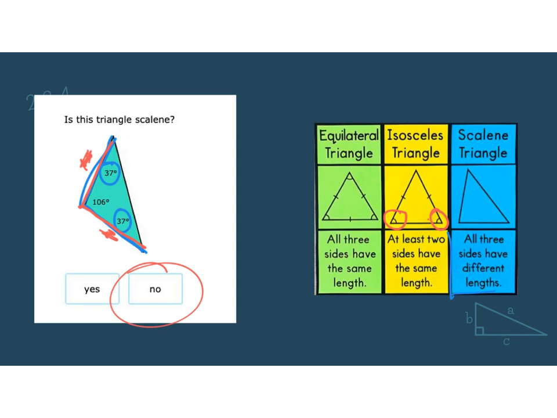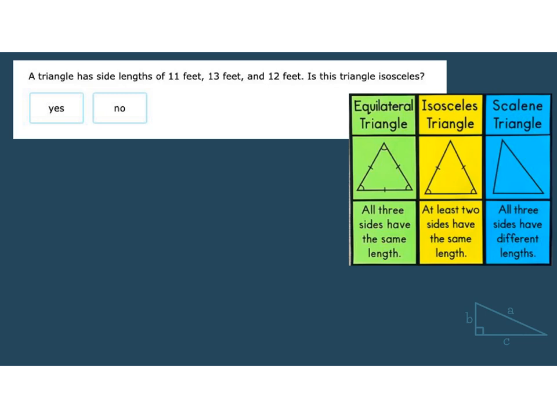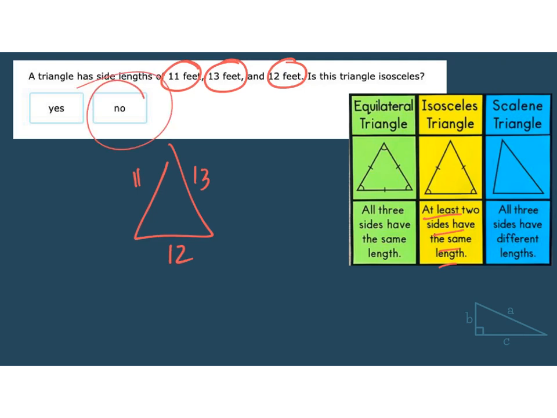So it's not scalene. All right, a triangle has side lengths of 11, 13, and 12. Is the triangle isosceles? So we'll draw our triangle. We've got 11, 13, and 12. Do we have at least two sides that have the same length? 11, 12, 13. I see none that are the same, so it is not isosceles.